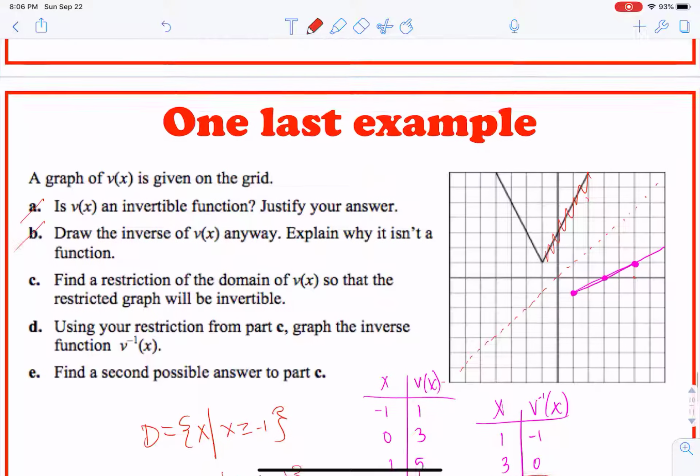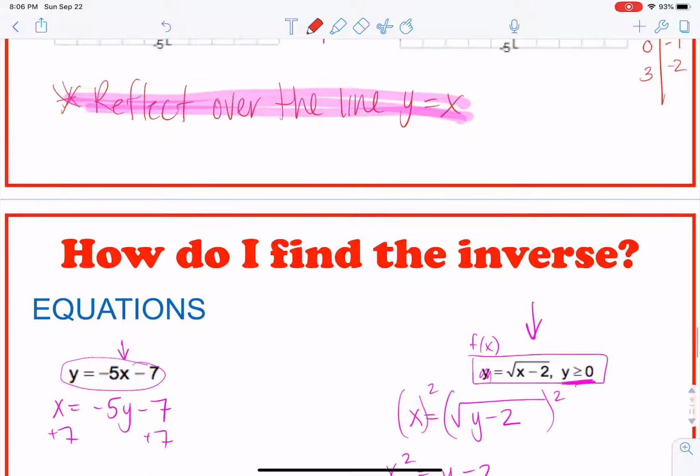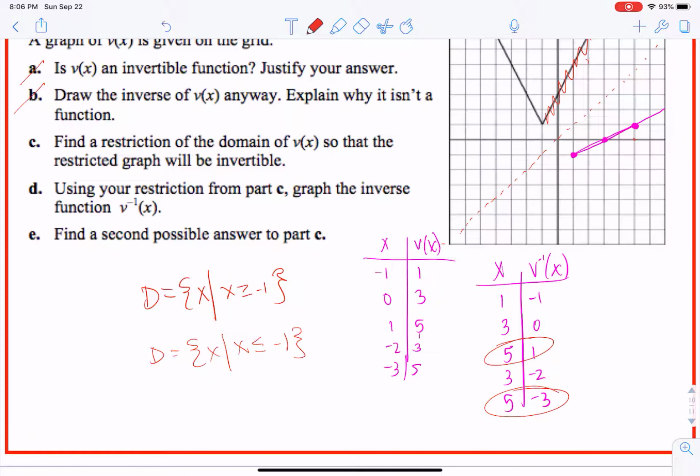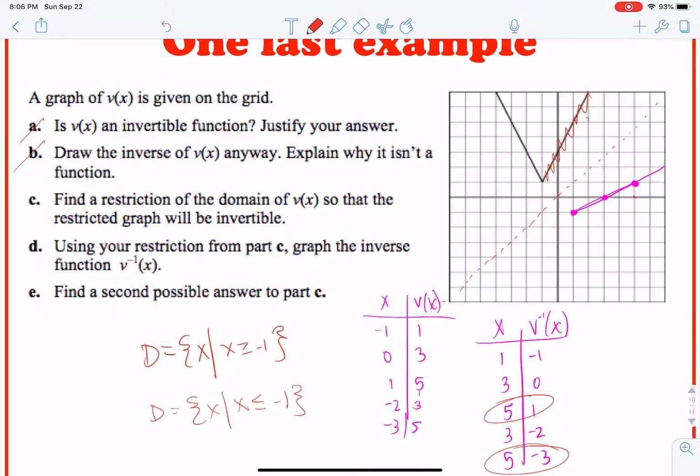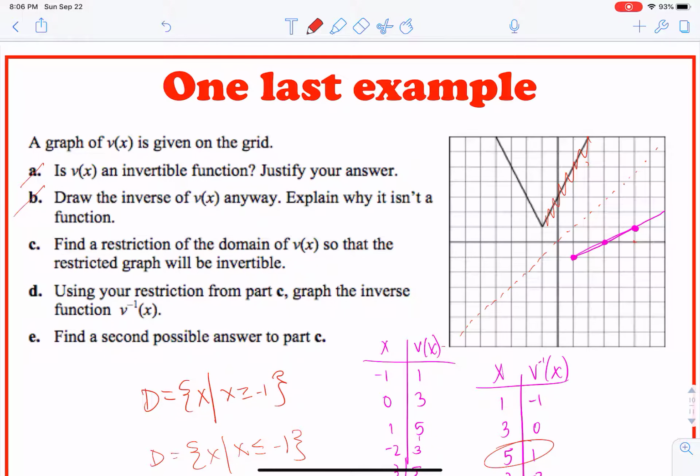So those are some examples of inverse functions. So some equations, some tables, some graphs, and a little bit about restricted domains. So when we get into our trig functions later on in the year, the restricted domain will play a really important piece for us.